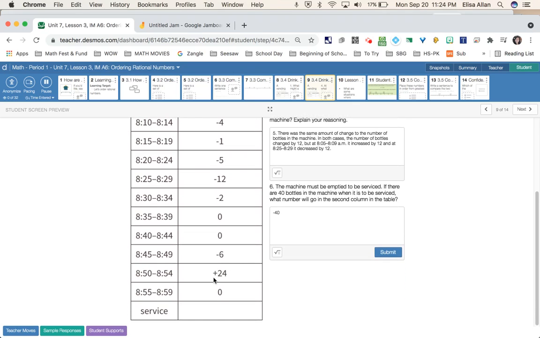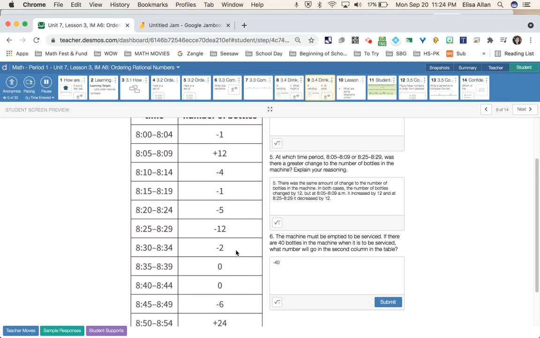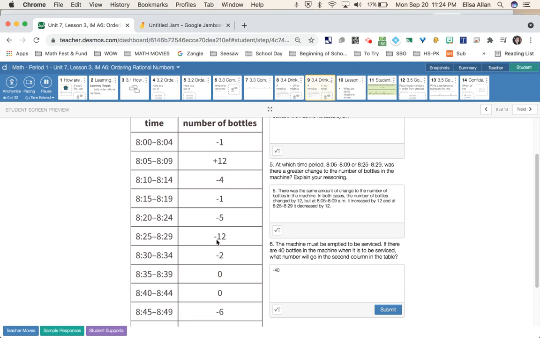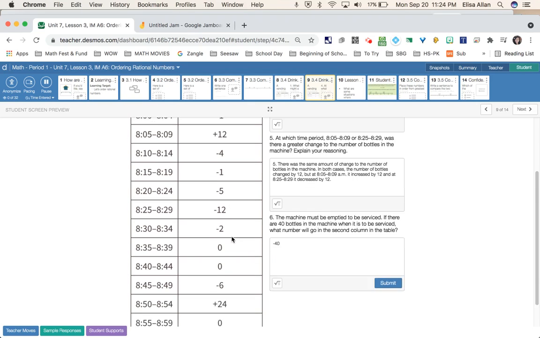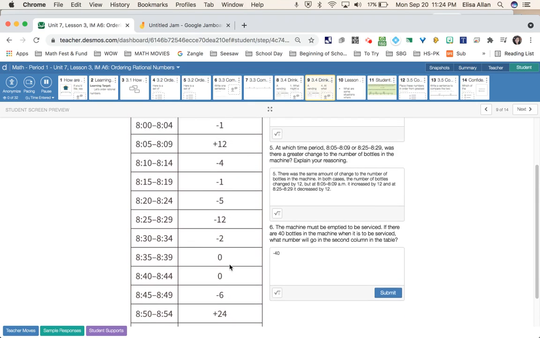Here we see that increase because it's a positive number and it's increasing by 24, whereas all the other changes here, for example, negative 12, and here we have a positive 12. Those are also high, but they're definitely not as high of a change as our addition of 24 bottles there.